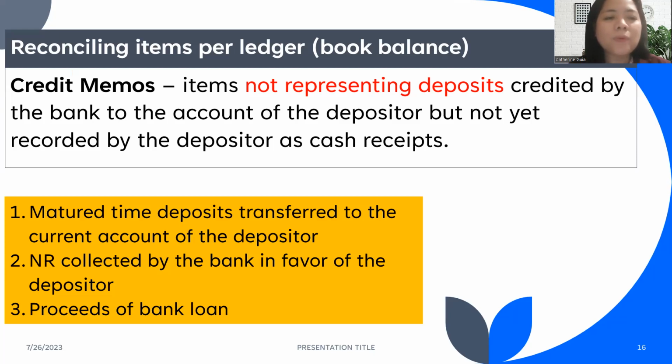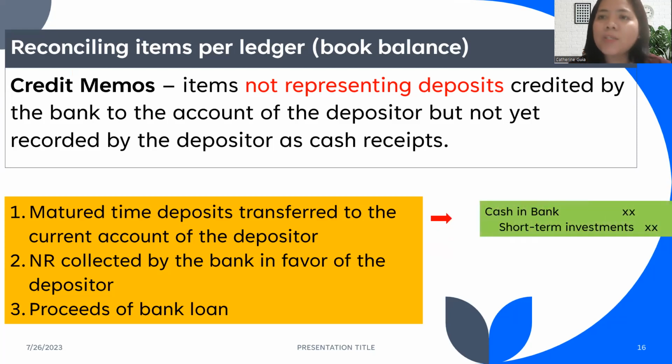And then number three, proceeds of bank loan, assuming that the entity secured a loan from the bank, so it also increased the cash in bank balance. And for these three items, since these are the reconciling items per books, this requires adjusting entries. For number one, the entity should have a debit to cash in bank and credit short-term investments. So whatever account the entity used to represent a matured time deposit, that is a credit.